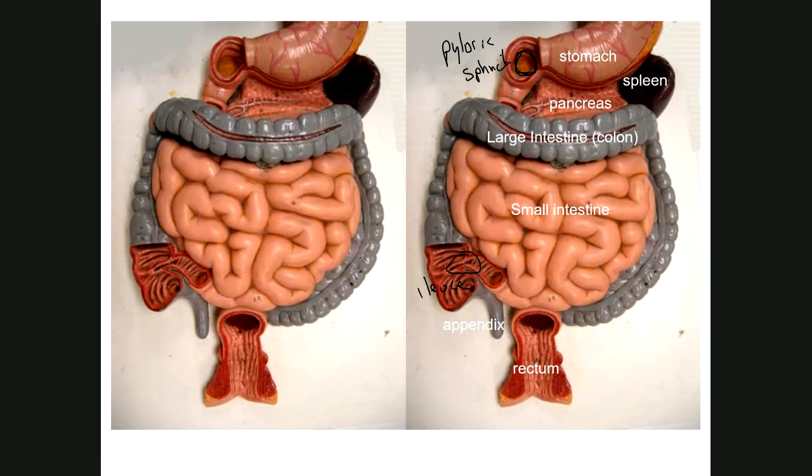And then again, remember, we have these 3 sections. It's a little bit hard to see on this model, but I know this is the first section, so I know this is the duodenum. And then I know this is the last section, so I know this is the ileum. And so somewhere in here, I don't know exactly where, but that's the duodenum.